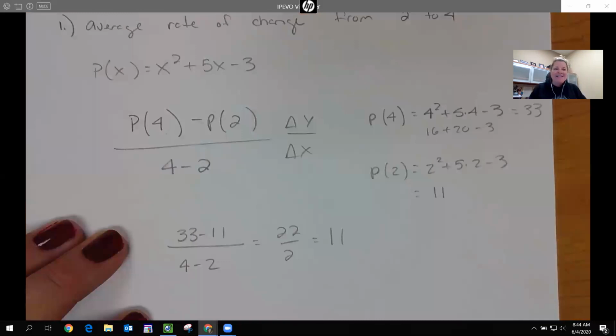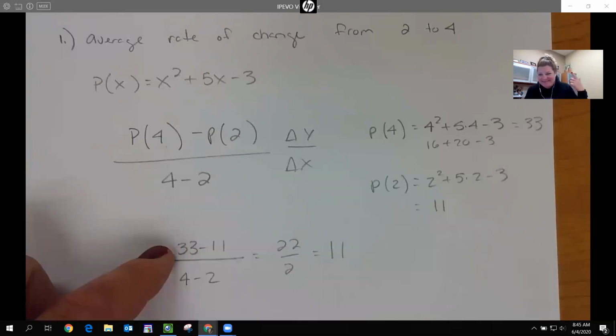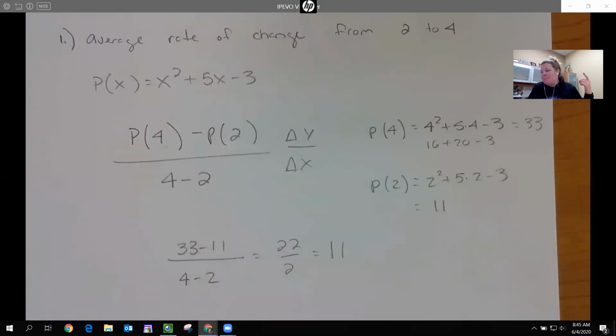So if you're asked the average rate of change, it's way easier than anything else we'll do today. All you're going to do is plug in your values because you're going from one number to the next. You plug your values into the original, subtract those on top, change in y, and then on the bottom, you just subtract your two numbers. Which is kind of the idea of slope.